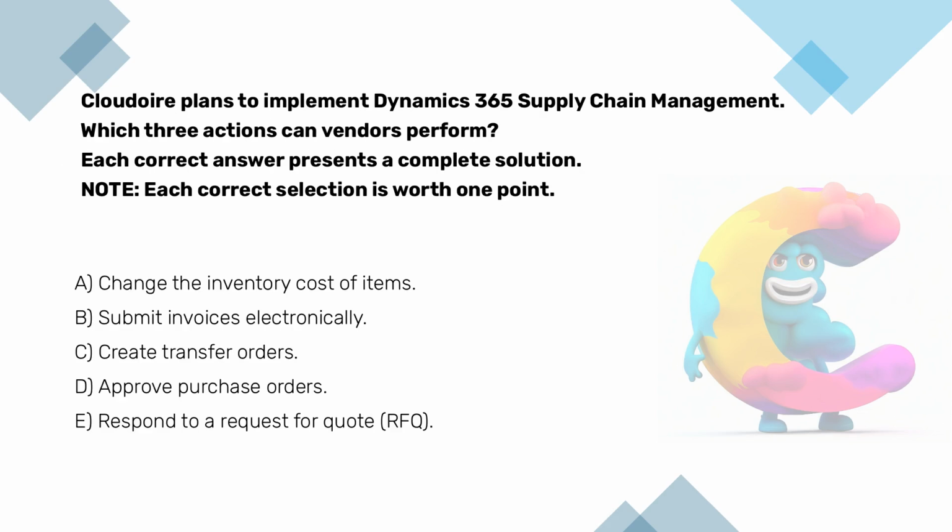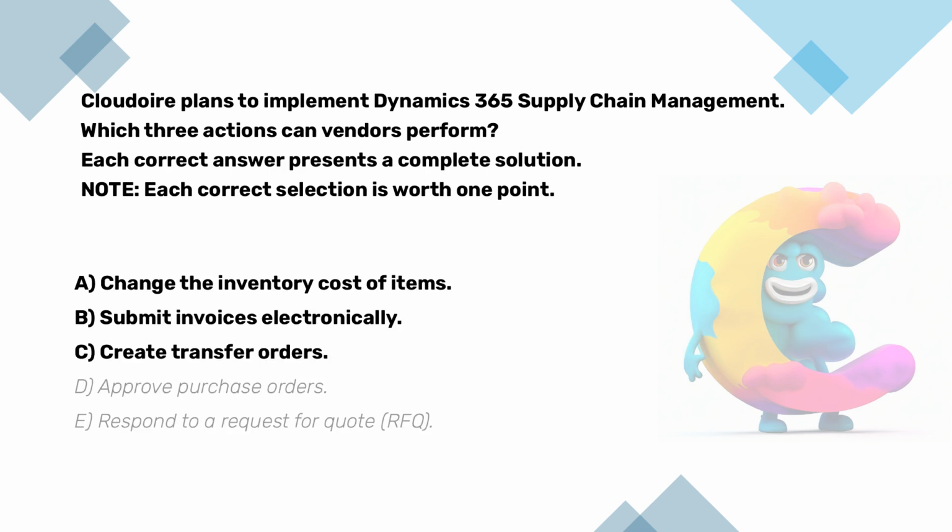We plan to implement Dynamics 365 Supply Chain Management. Which three actions can vendors perform? A. Change the inventory cost of items. B. Submit invoices electronically. C. Create transfer orders. D. Approve purchase orders. E. Respond to a request for quote, RFQ. Okay, now pause the video here, have a bit of think, and then continue when you are ready.